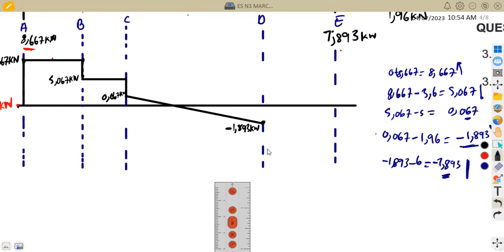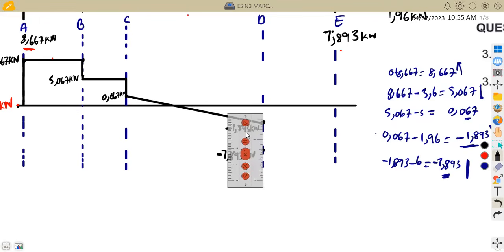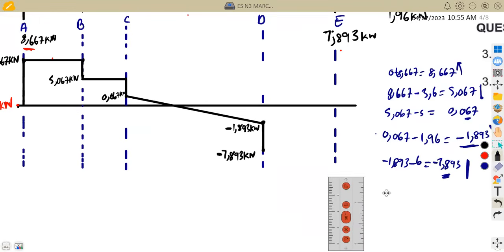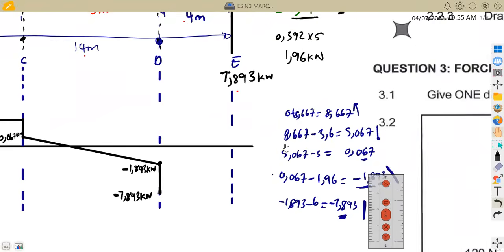So straight, maybe at this point, that's where you have your negative 7.893 kilonewton. So this one, like I said, it's a point load. So you join straight, direct, straight down to this point. All right, so this is where we are, guys, at negative 7.893 kilonewton. All right, that's at point D.